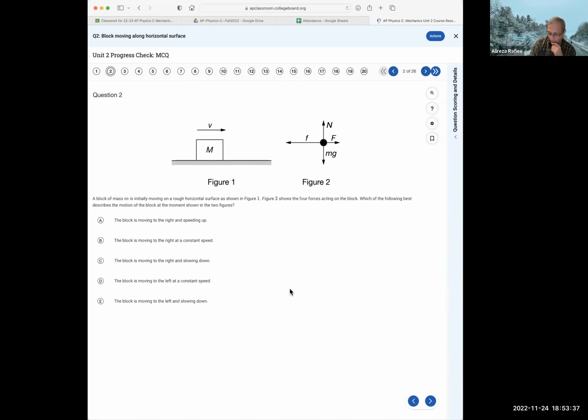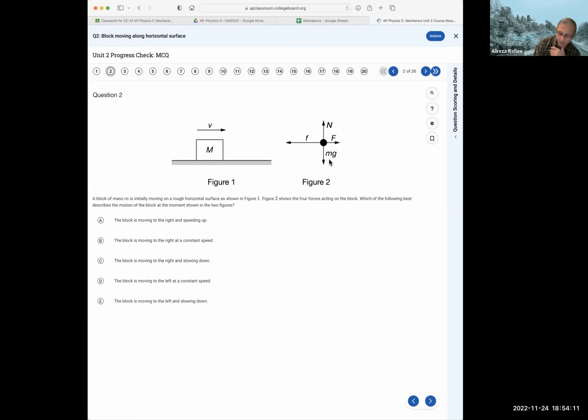Here's the next question. What this question says. Okay, so it gives you the free body diagram. I'd prefer if it didn't. It says that you have a block of mass M initially moving on a rough horizontal surface, as shown. Figure 2 shows the four forces acting on the block. Which of the following best describes the motion of the block at the moment shown in the two figures? Okay, now looking at this one, N and mg are equal.